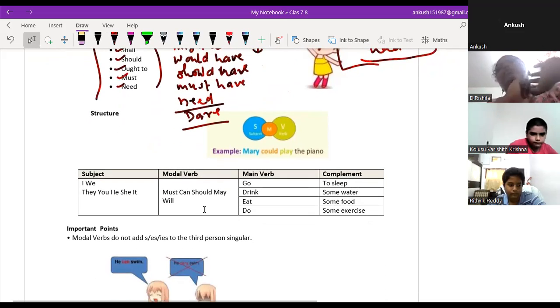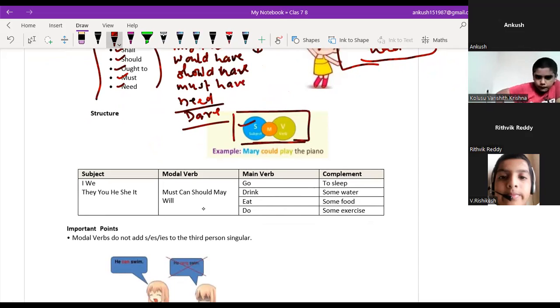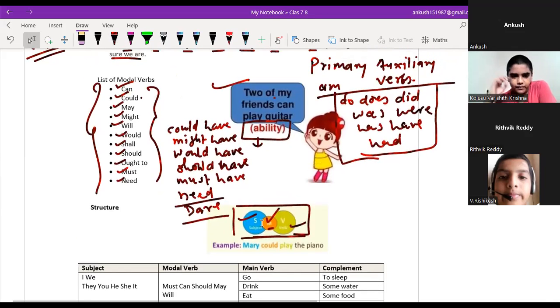So what is the structure? Now the structure is given in this form. See here. Subject, then what is written in the middle? Modal it is. And what is written after it? Verb. One important thing that I want to tell you here. Can you see this list?